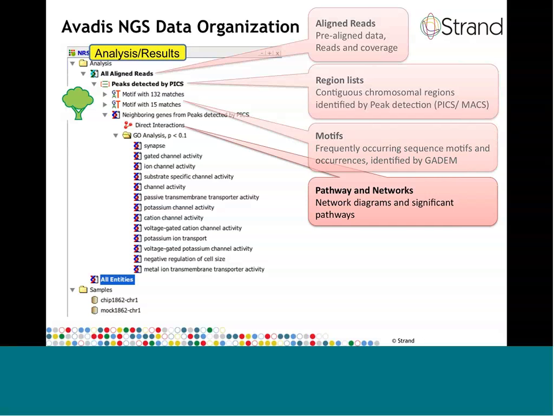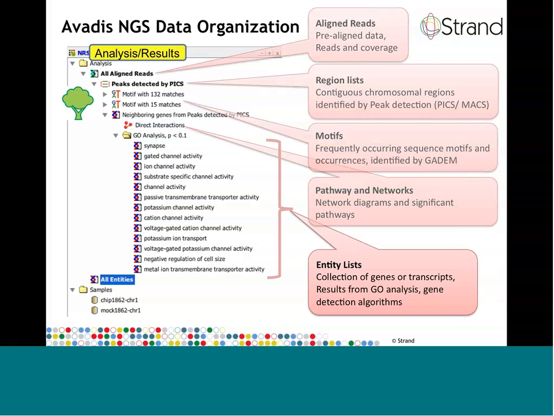And next we found all the neighboring genes that were found close to the peaks we detected. And we know this since this is the descendant of the peaks detected by PICS object. Interestingly, we did not run the scan motif workflow step, which we normally would do. As we move on, we follow this up with a network and pathway discovery step and ran a gene ontology analysis with a p-value cutoff of 0.1.